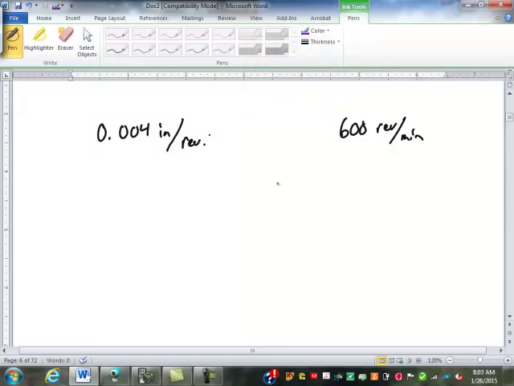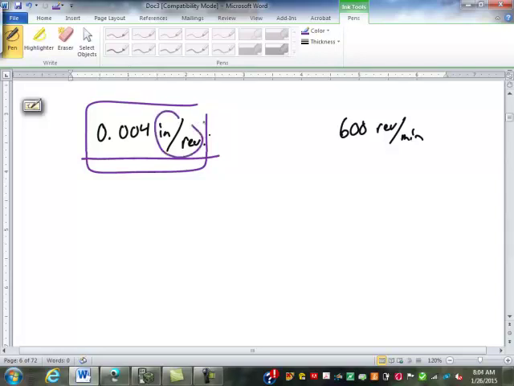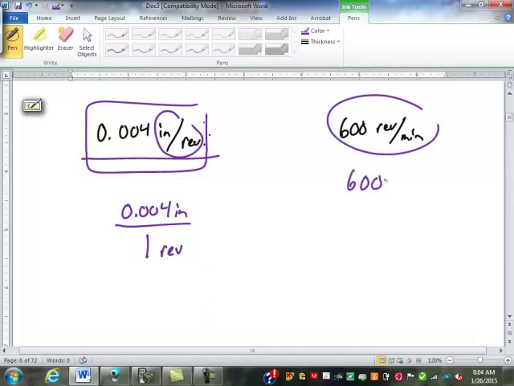This doesn't look like it, but it's a ratio. Remember, we talked about rates also being in proportions. This is a rate because it's not comparing two things that are the same units. It's comparing two things that are different units, inches and revolutions. And whenever you see this in your units, you need to think of a fraction. This is 0.004 inches per 1 revolution. This over here, 600 revolutions per 1 minute.